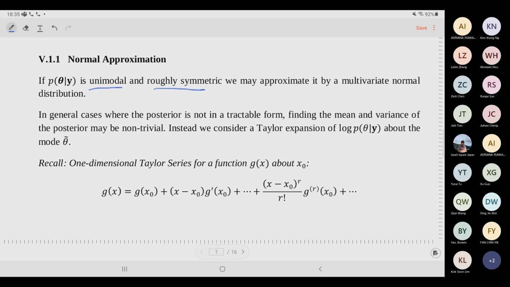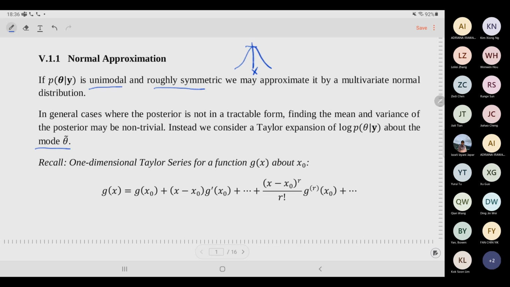So again, because we say approximation, we try to approximate by using the Taylor expansion of the log posterior about the mode. So now we are looking at the mode, because this is unimodal. Instead of the mean, we are looking at the mode, which we call theta tilde. The mode means that if you have the top, the mode is the value of x where it's at the top here. So this is your mode. It might not be symmetric, it might be skewed, but we are looking at the highest density, which corresponds to the mode.